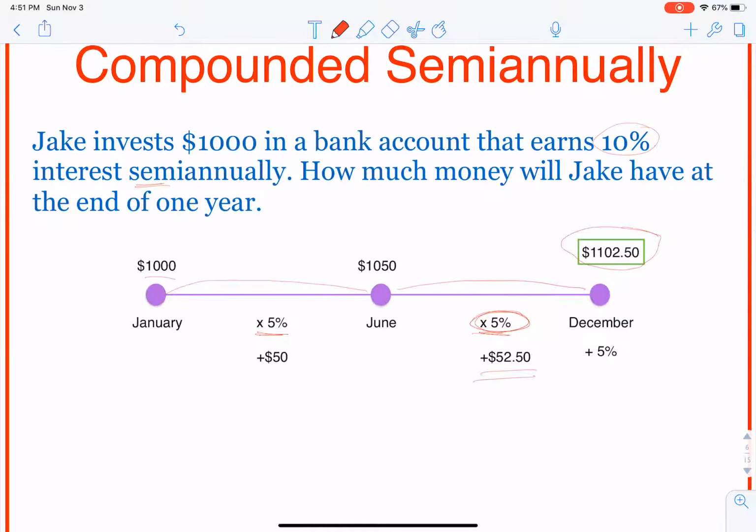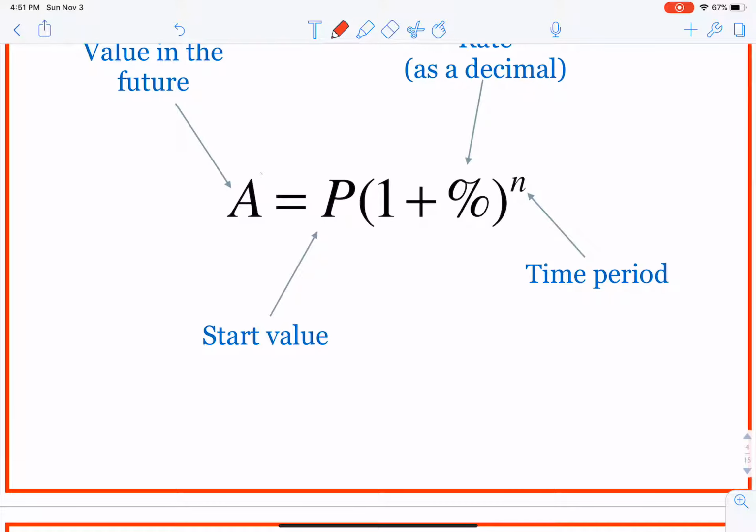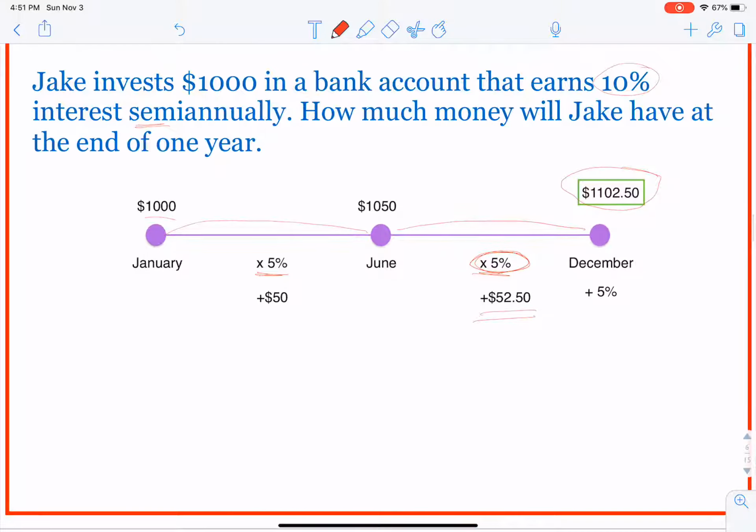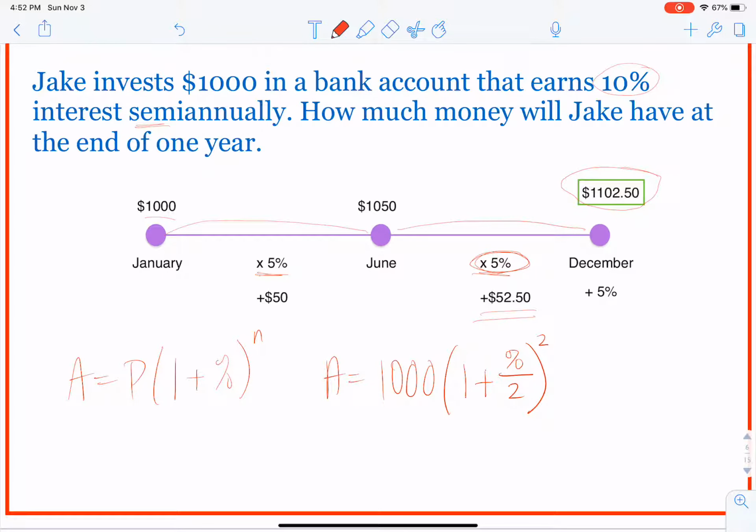So we can sort of think about what we just did. In talking about this formula here, let's write that down here. A equals P, 1 plus my percent raised to the n power. So what I was really just doing is A is equal to 1,000, 1 plus my percent. I sort of chopped it up twice over the course of the year, and I did that 2 times. So the number of times that I am compounding my interest, and since we're just talking about 1 year, I did that 2 times. So I want to figure out that percentage twice.